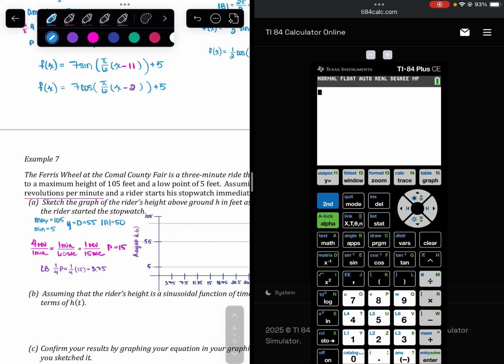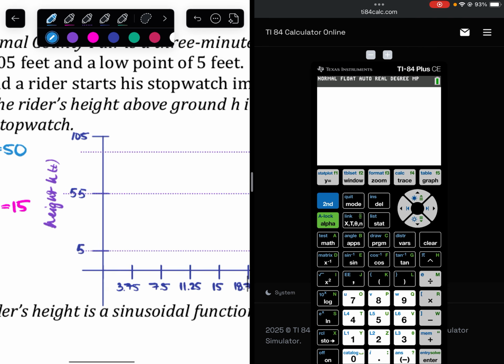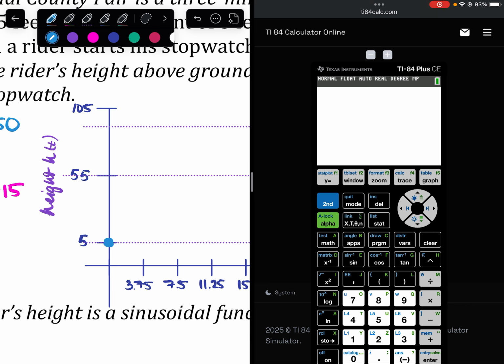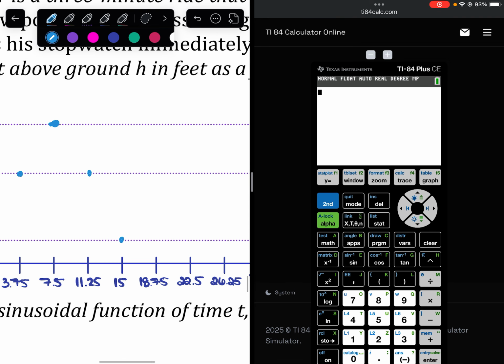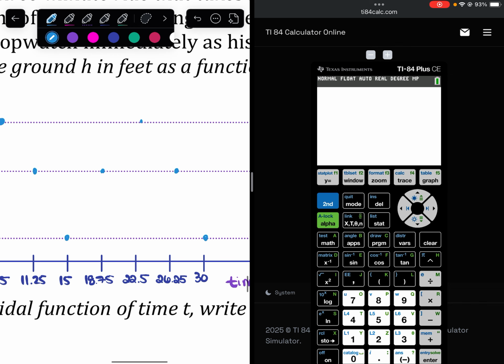All right, so he starts his stopwatch immediately as his ride starts at its low point. So immediately means when time is 0, he's at a low. So then from there, he's got to go up. He goes up to his axis. Let's try really hard to get this lined up pretty. All the way up to his high. Oops. Back to his axis, down to his low. Back up. And back down. And this thing continues on.